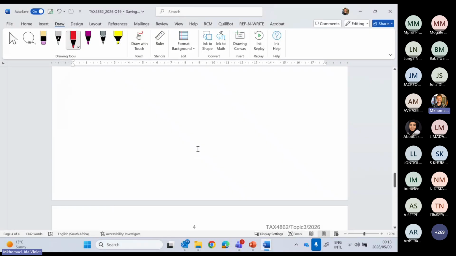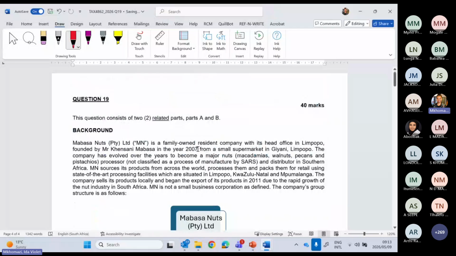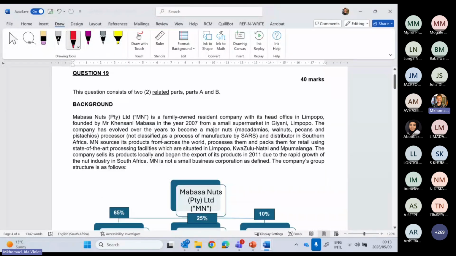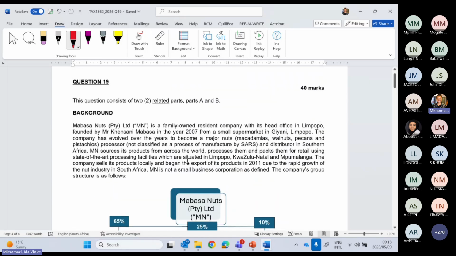So now if we look at the question, as I said, we are going to start with part A. We are given the background information, and we also have the group structure. If we read the background information, what we have here is a company called Mabasa Nuts, which is short for MN. They say that it's a family-owned resident company that has its head office in Limpopo. And I'm just going to stop there.